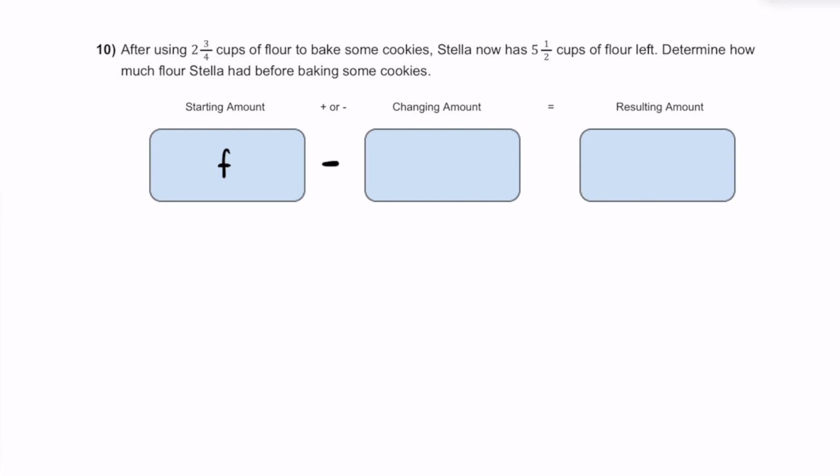So the changing amount, how much is she getting rid of or using for the cookies for the recipe? She's using 2 3/4, right? That's being used up to make the cookies. And this is going to result in what amount? So it's going to result in how much she has left. So the resulting amount is how much she has left. And that's going to be 5 1/2 cups left. Okay, so our equation here is going to be the amount of flour she had to begin with minus what she used up, and that's going to be equal to what she has left. This is going to be the 5 1/2.